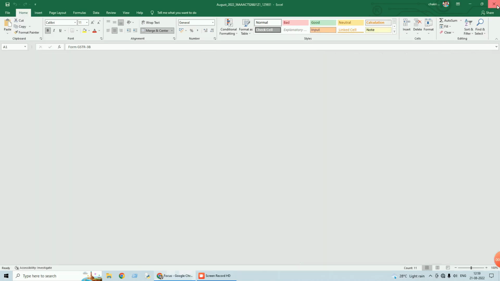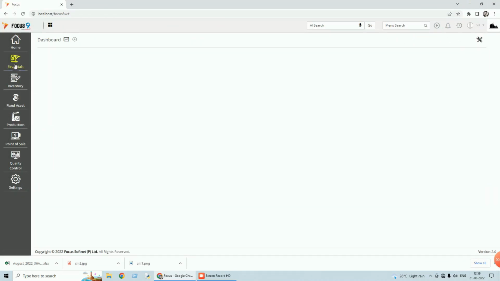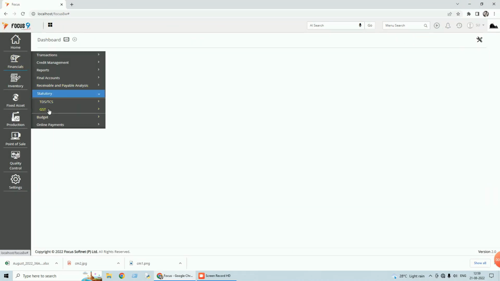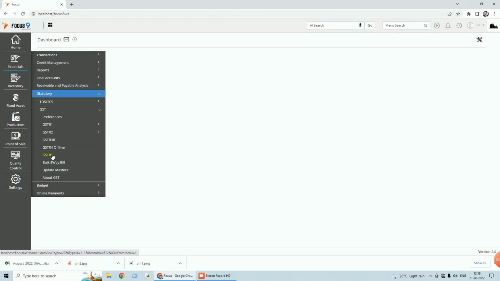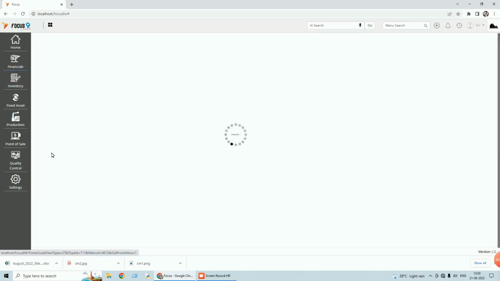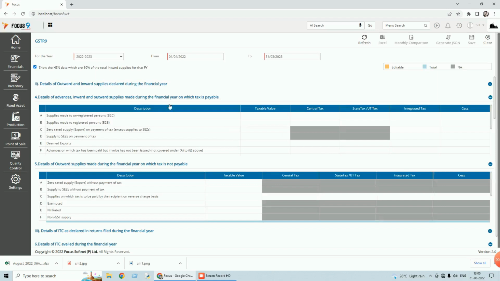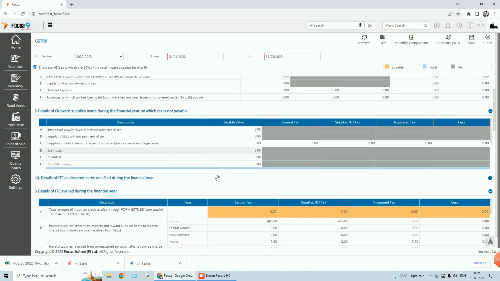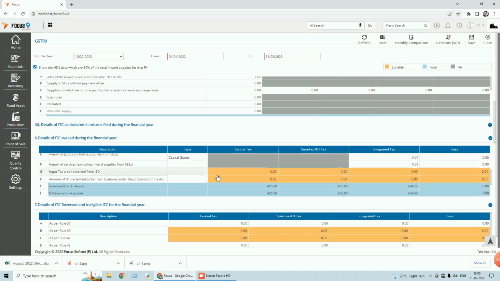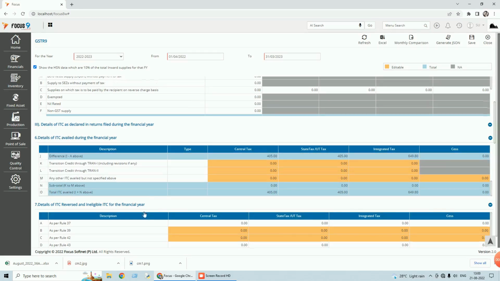Fine. After this you have the last report, which is GSTR 9. GSTR 9 means it is an annual return. Here it will give what is the financial year, from which date to which date. Then you have to click on refresh. Here it will give the complete GSTR 9 report, which has to be submitted annually. Here you have all the details. You can go through this.